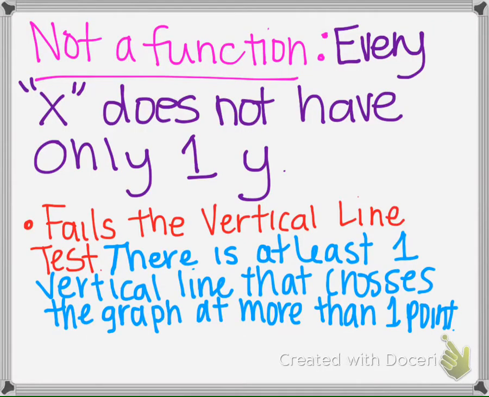Not a function means that every x is not going to have only one y. So there exists some x that will not have just one y. All it takes is one. If we're using the vertical line test, it means it fails the vertical line test. There exists at least one vertical line that, if you think of it going through the graph, crosses the graph at more than one point.